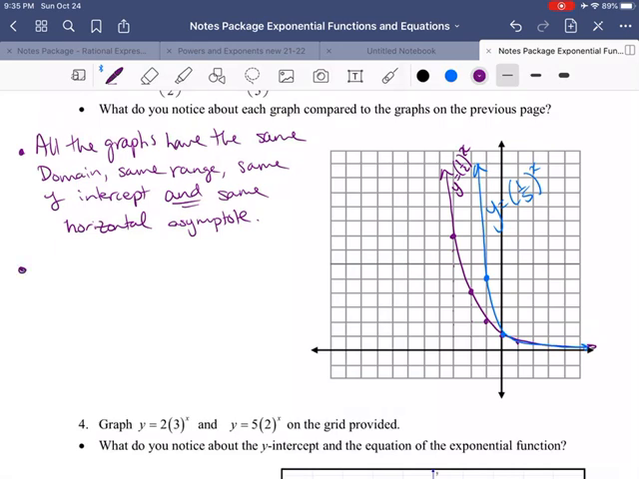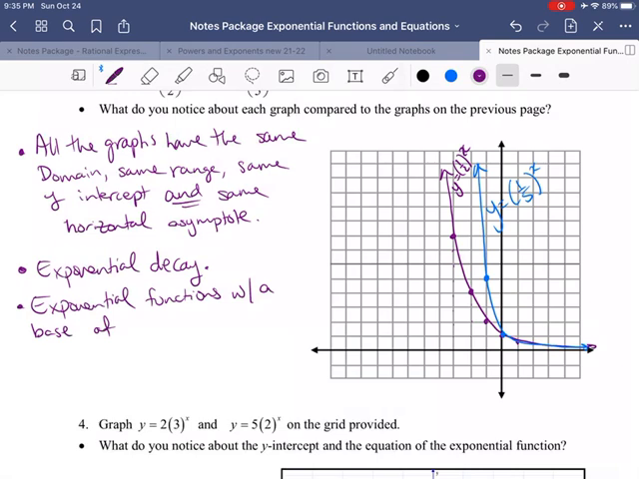This is called exponential decay. And exponential functions with a base of between 0 and 1 will fall from left to right. It's going to do something like that.